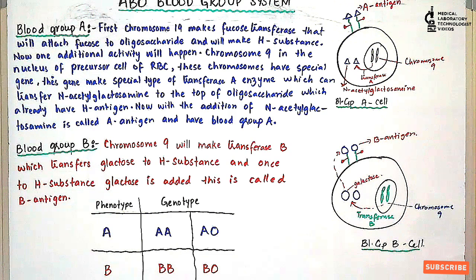Now the same thing will happen if both chromosomes have functional genes. They both will produce transferase B, and the blood group phenotype will also be B, and the genotype will be homozygous BB. But if one of the chromosomes is functional and one is non-functional, then the phenotype will be B only, but the genotype will be BO. So like that, blood group B will be formed. Now we will study blood group AB people, and what will happen in their red cells.